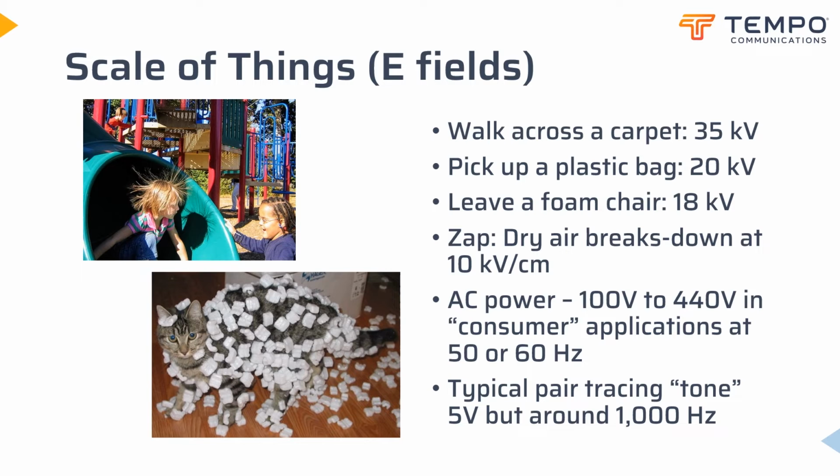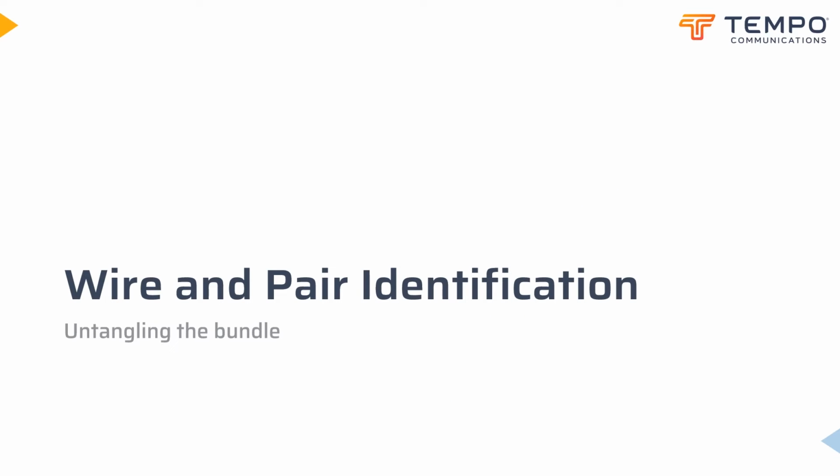Now consider how we're going to identify a wire from others with such static voltages about. To do so, we must ignore the static or background electric fields and only look for some alternating voltage, but also using a significantly higher frequency than the local mains power. Let's start by looking at how we can apply electrostatic detection to identifying individual wires from a bundle.